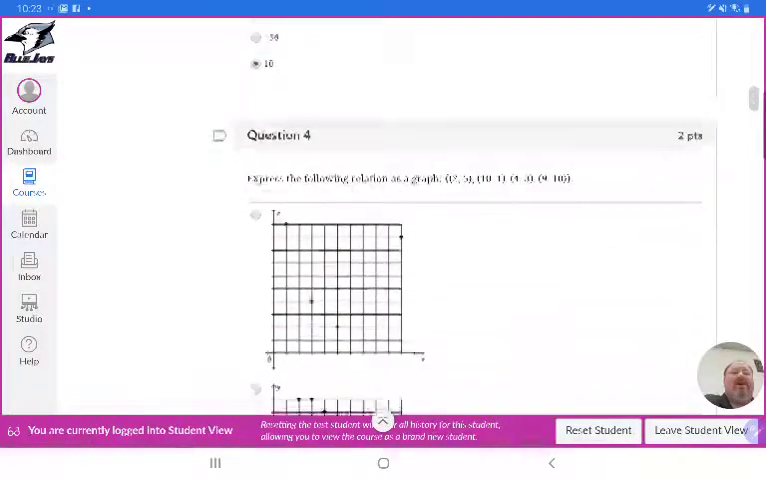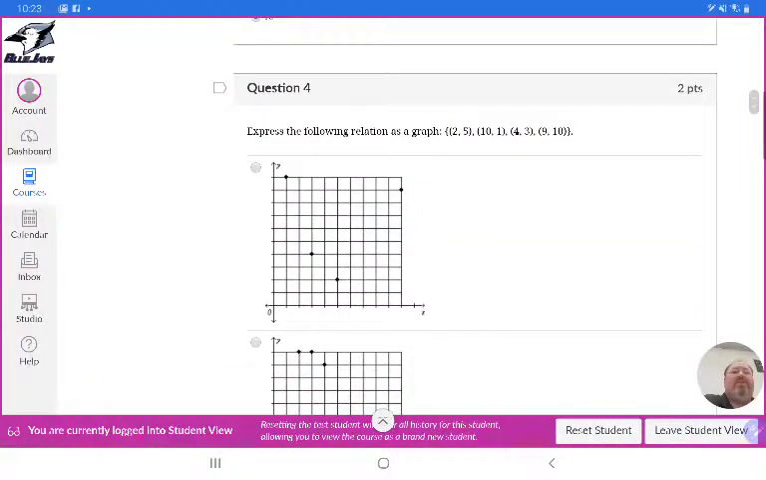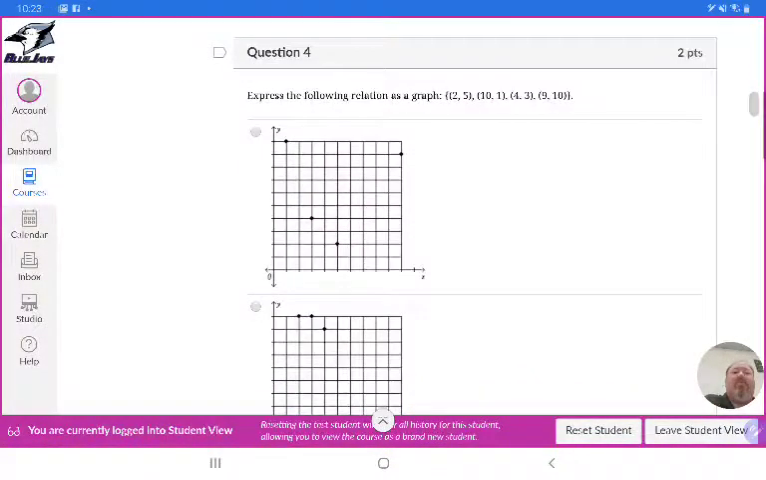Very good. Question 4. Express the following relationship as a graph. 2, 5, 10, 1, 4, 3, 9, 10. Now, when you do one like this, all you have to do first is look for 2, 5. Remember, the 2 is the X, 5 is the Y. So start looking through the graphs and seeing if one of them has 2, 5.